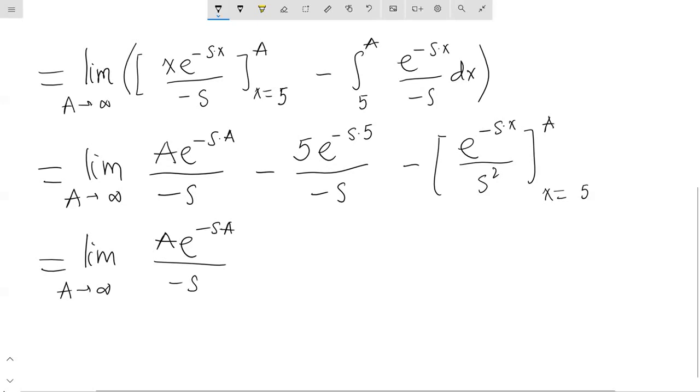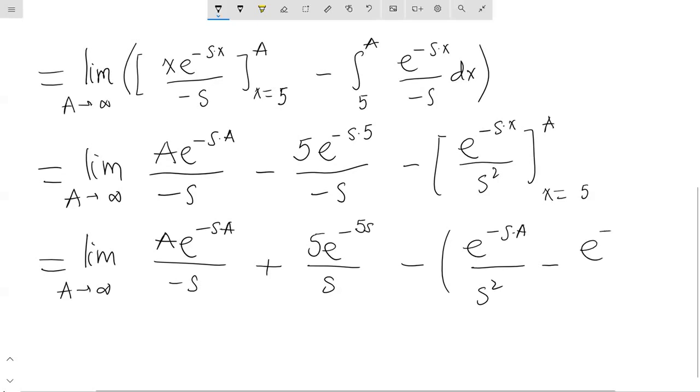Simplify the expression a little bit. The 2 minus signs become plus 5e to the minus, and I usually write the coefficient in front, so e to the minus 5s over s, minus, plug in a, we have e to the minus s times a over s squared, plug in 5, we have e to the minus 5s over s squared.